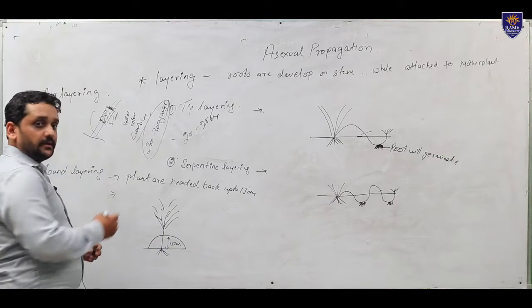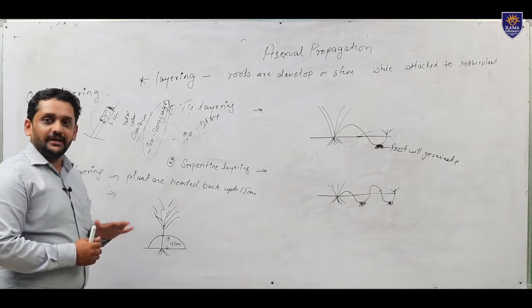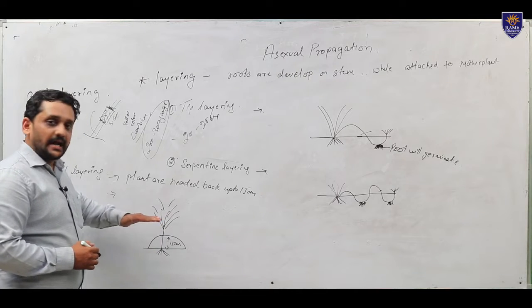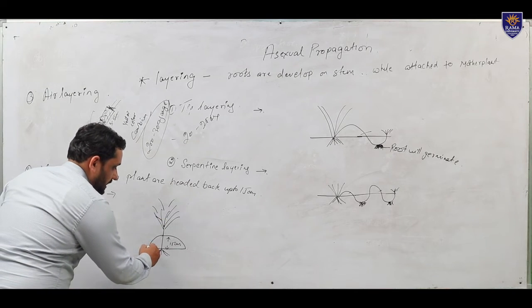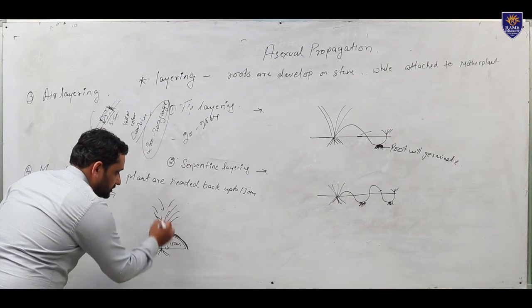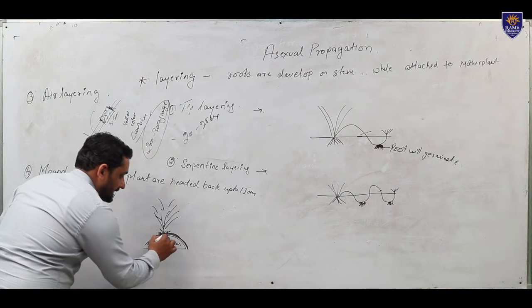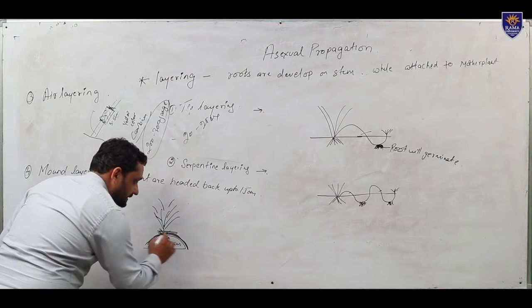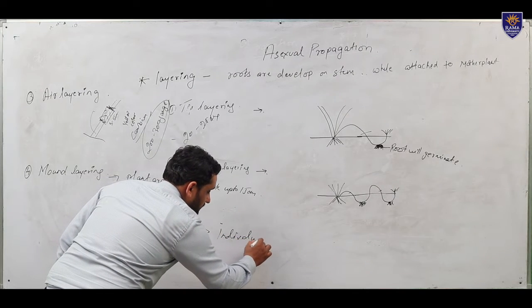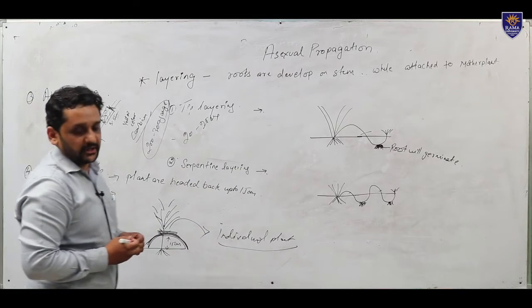Now the fourth one is the mound layering. In the mound layering process, we will head back the plant 15 centimeters above the ground. And then we will make a heap with the help of mud, so that the roots will develop from here. And then we will cut it, and we can grow it as an individual plant. This process is known as the mound layering.